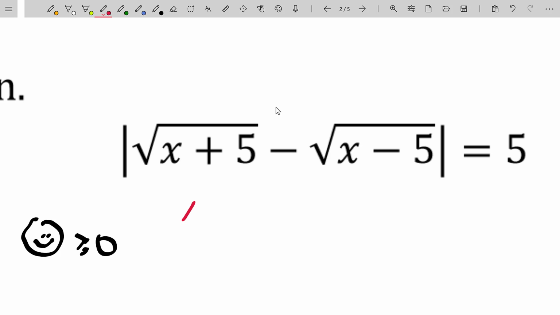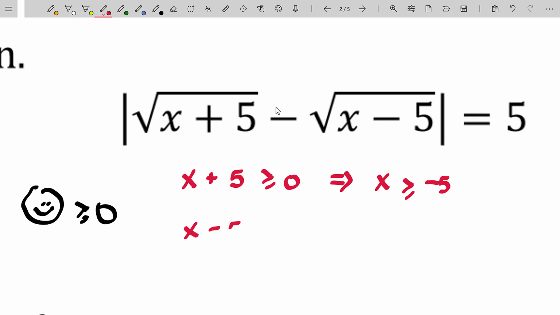So I'm going to say that x plus 5 in red here must be greater than or equal to 0. That is, x has to be greater than or equal to negative 5. And on the other hand, x minus 5 also has to be greater than or equal to 0, which implies that x has to be greater than or equal to 5. So both of those conditions must be true.